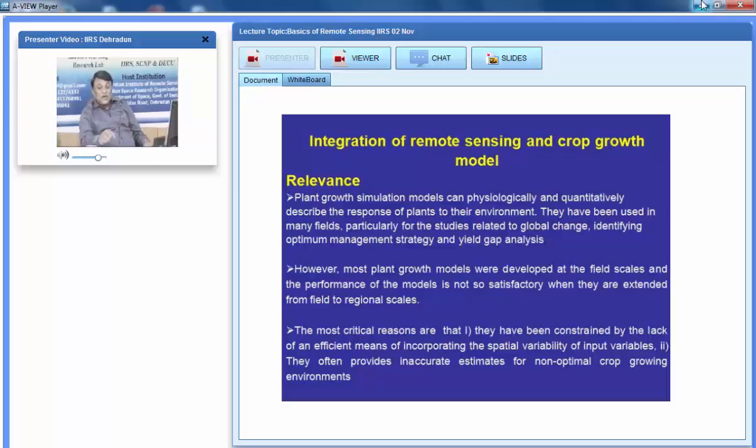But these models work mainly under the optimal environment condition, which you will not find in the farmer's field. So here you see the most critical reason why these models are not applicable for large area or region, because they require a large amount of soil and crop parameters, and the spatial variability of input parameters is not available. Then they often provide inaccurate estimates for non-optimal conditions, which is the farmer field condition. So if you want to extend or extrapolate a crop growth model to a large region, it needs to be integrated with remote sensing.